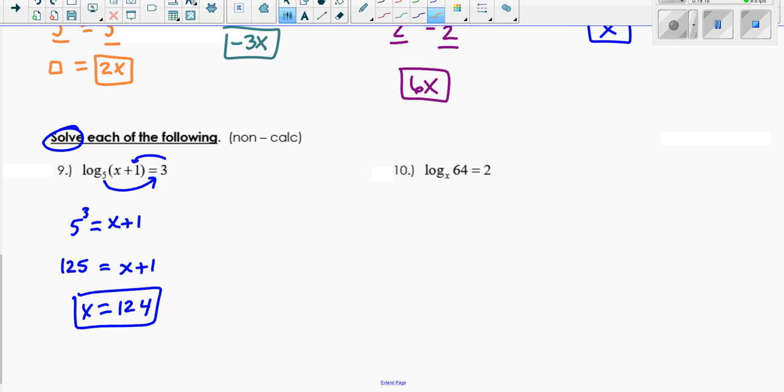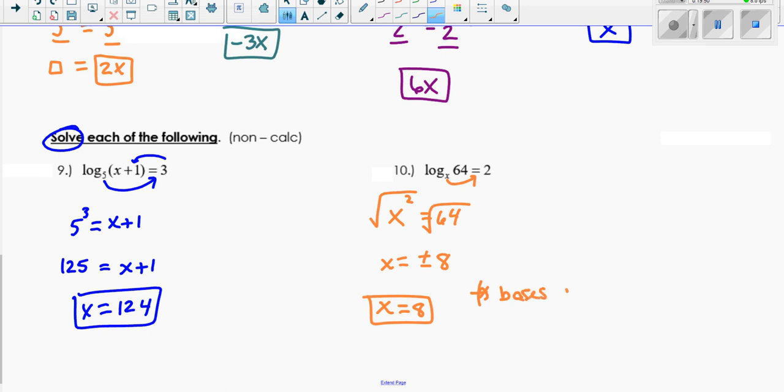Okay, next one. Same idea. George is on the ground, he swings up to the trees, so x squared equals 64. In order to get x by itself, I square root. When I square root, I get two answers, so plus or minus 8. However, we talked about this on the front page, you cannot take the log of a negative. You also cannot have a base that is negative. So I want you to write here that x equals 8 is my only solution. Put an asterisk next to here, and we're going to say bases cannot be negative. So even though we got a plus or minus, we could not have a negative base.